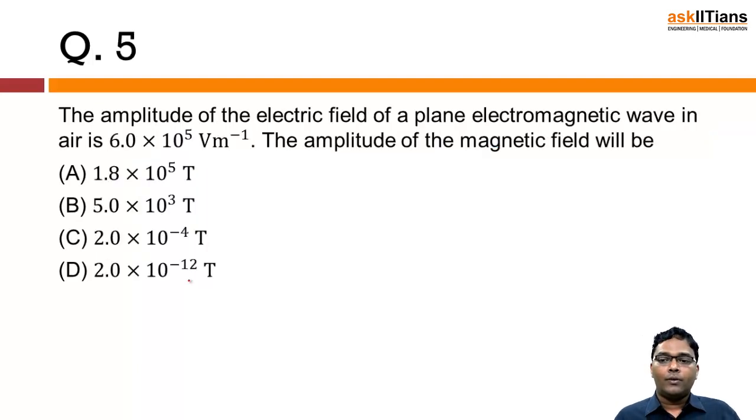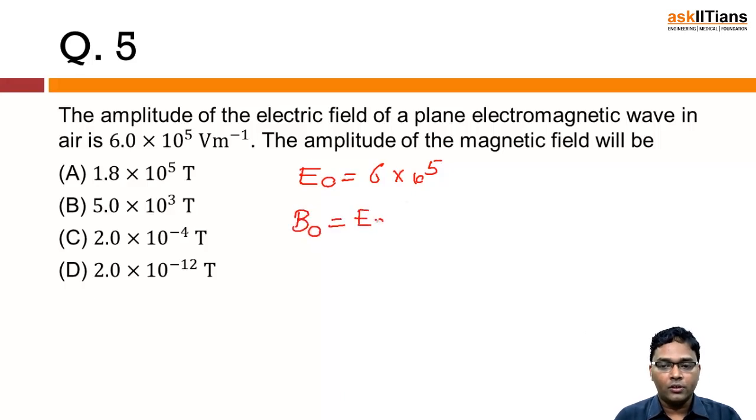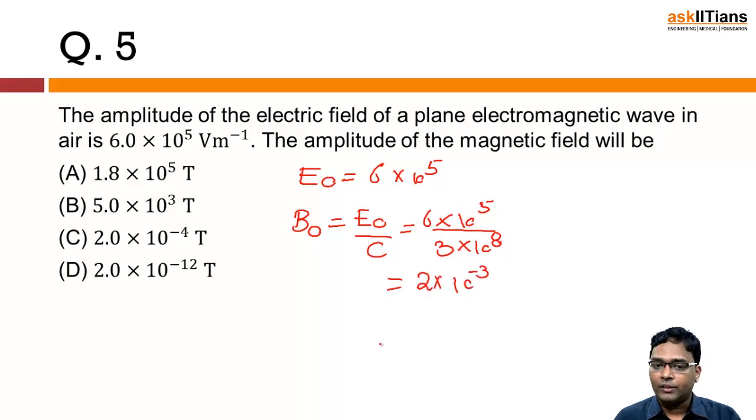Okay, fine. Coming to the last part, the amplitude of the electric field of a plane electromagnetic wave in air is given by this. So E naught is given as 6 into 10 raised to power 5. What is going to be the value of the magnetic field? We know that the magnetic field value is going to be given by E naught divided by C. So that is going to be 6 into 10 raised to power 5 divided by 3 into 10 raised to power 8. As a result, this comes out to be 2 into 10 raised to power minus 3.